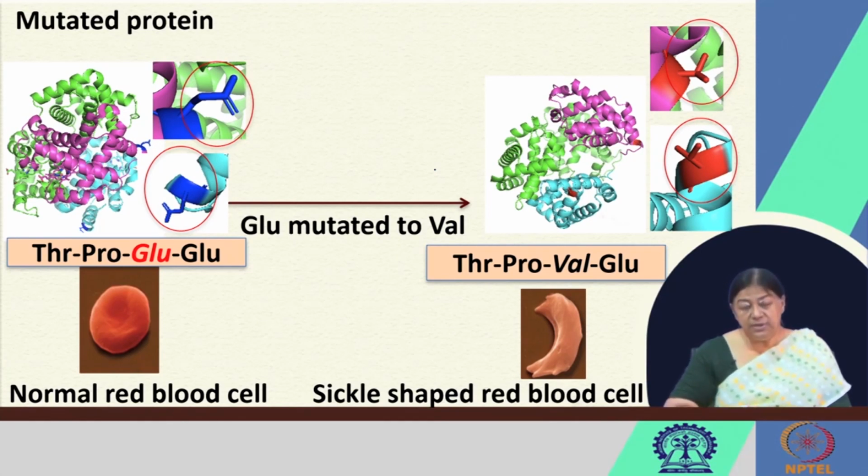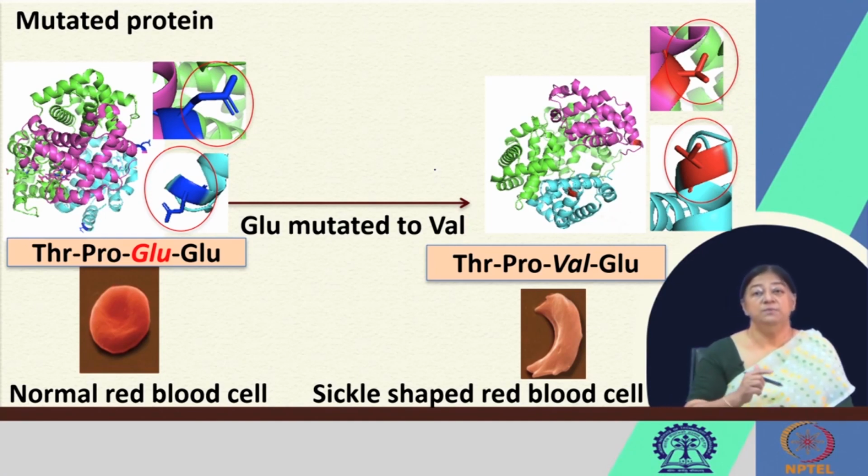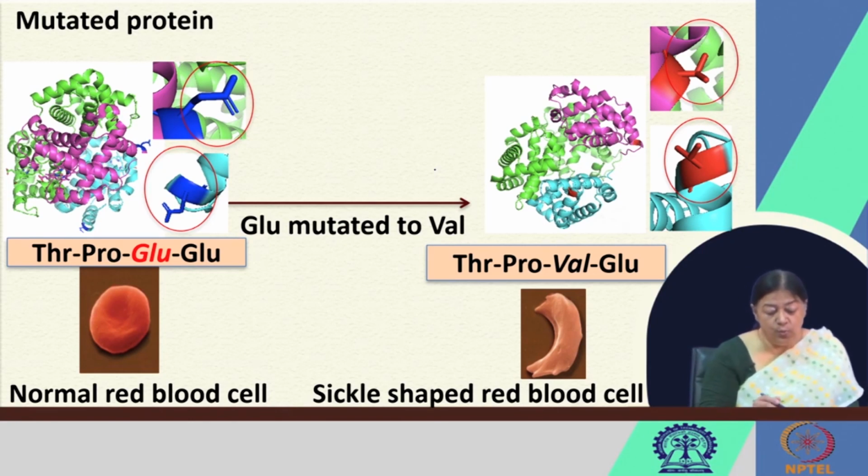This is an extremely important mutation that was the first description, or the first identification, of what was called a molecular disease, in the formation of sickle shaped red blood cells leading to sickle cell anemia. Now, what happens in this case is we have a mutated protein. In this mutated protein, if you look at the sequence, we know now that this is a sequence of the protein, and we know that these are connected by peptide bonds.